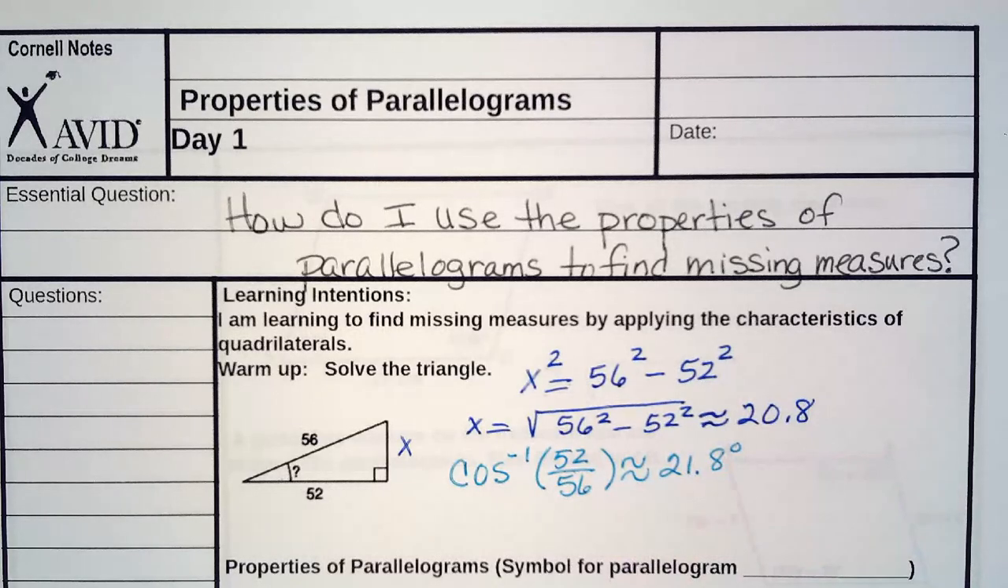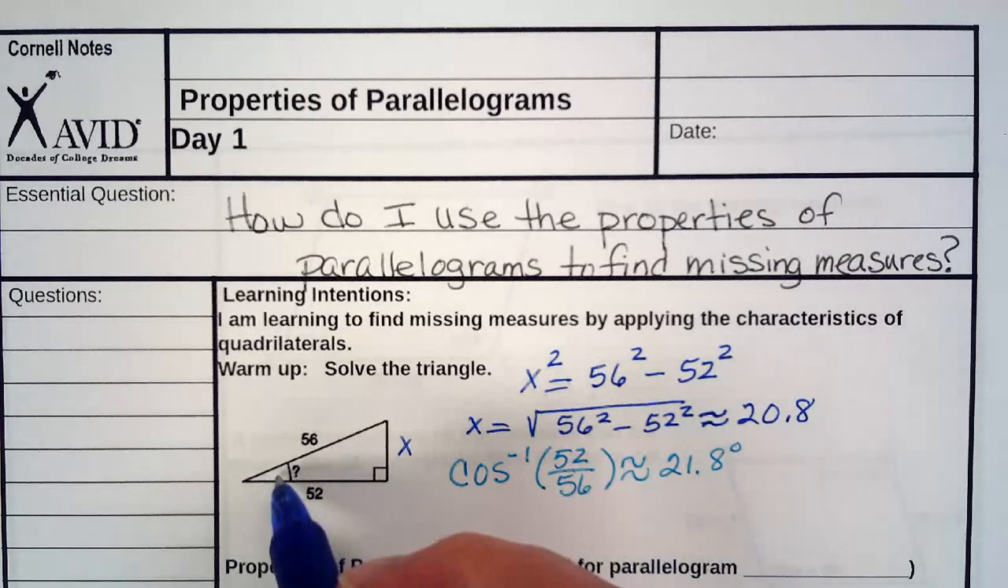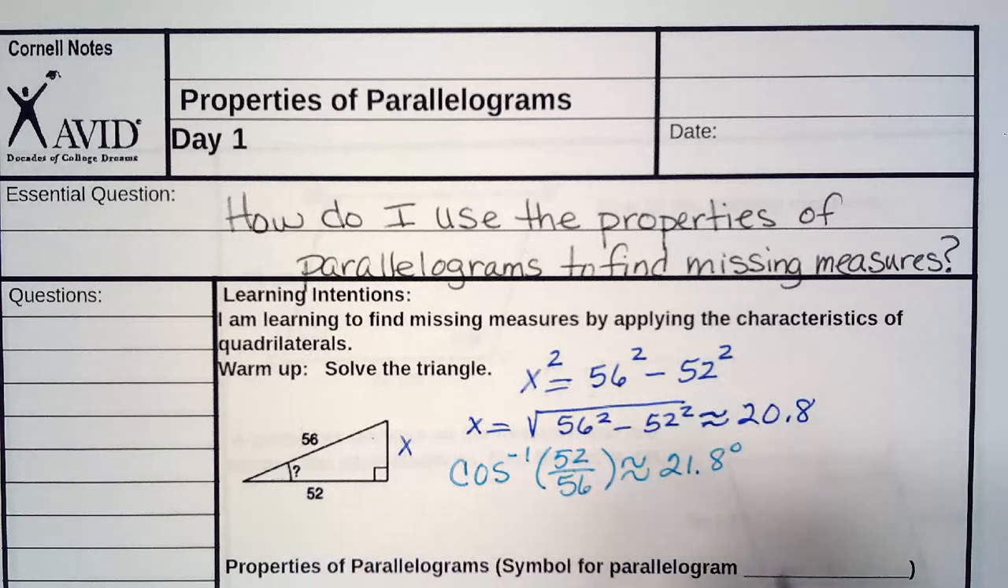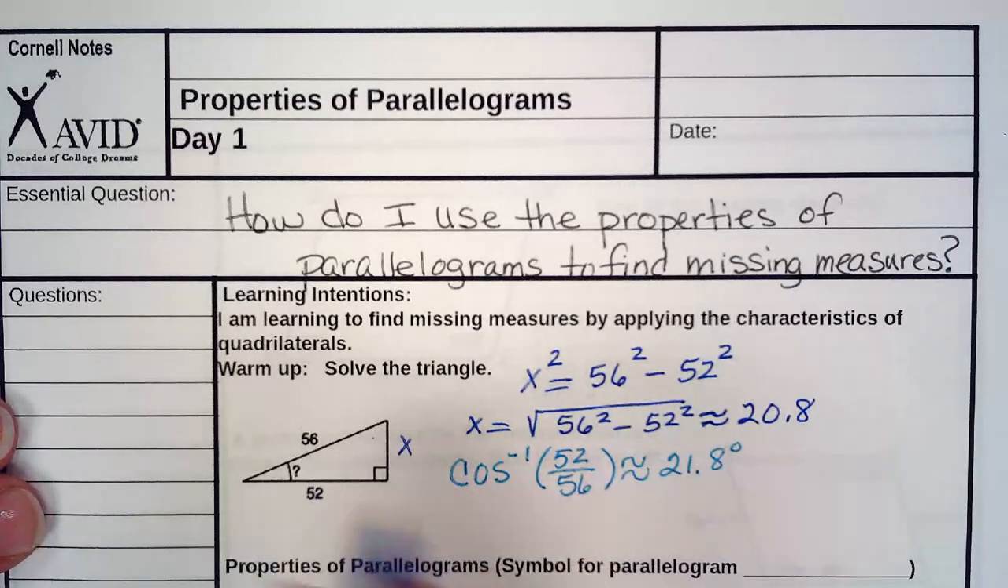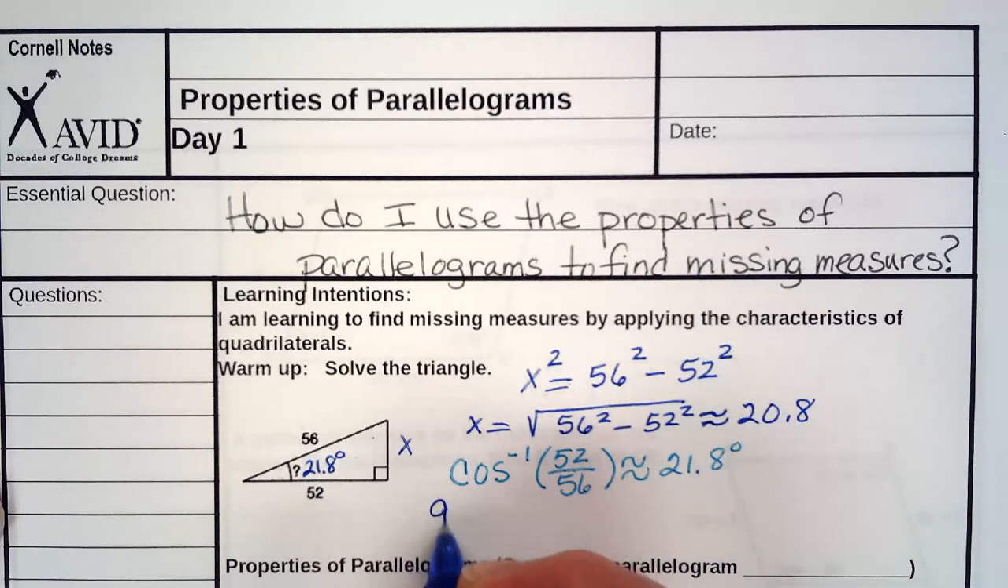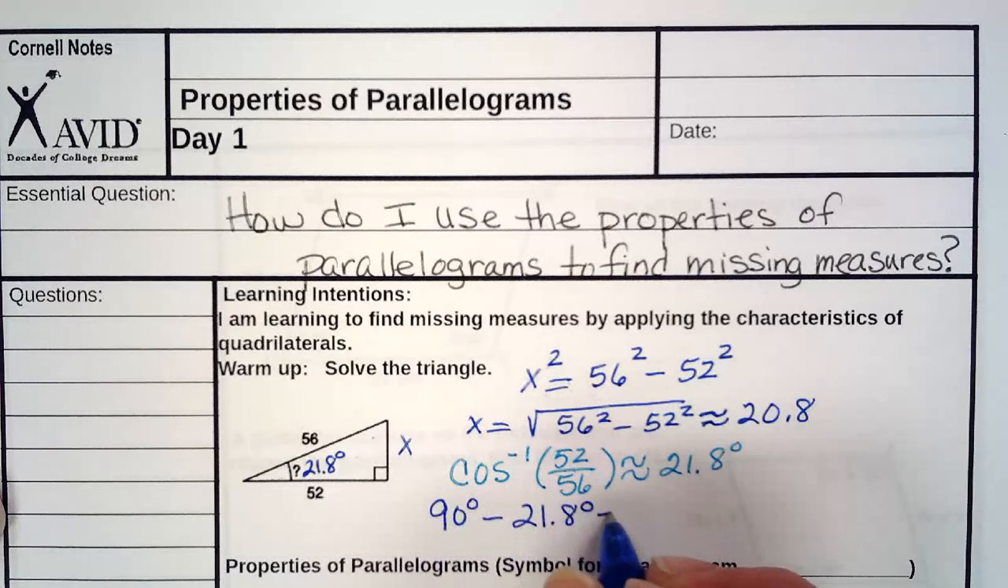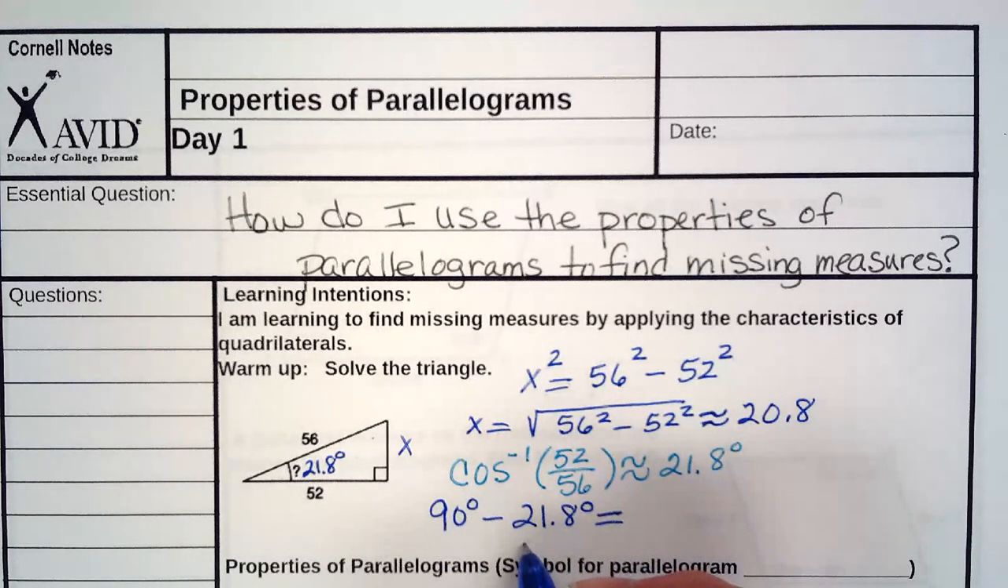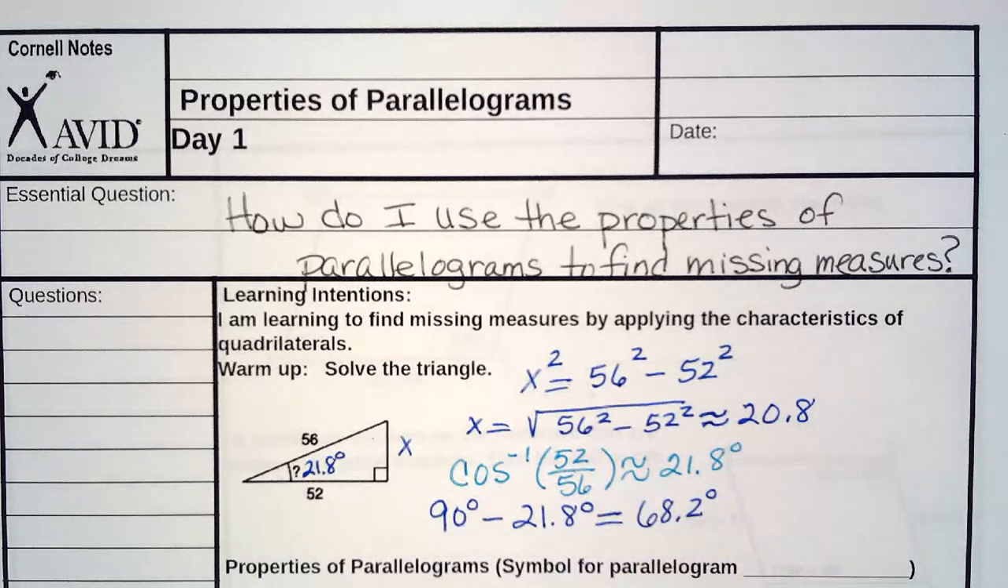Okay, that takes us to the last angle. To find that last angle, we know that these two added together have to be 90 degrees. If this one is 21.8 degrees, then I'll take 90 degrees minus 21.8 degrees, and I will get 68.2 degrees. So now we have found all of the missing measures.